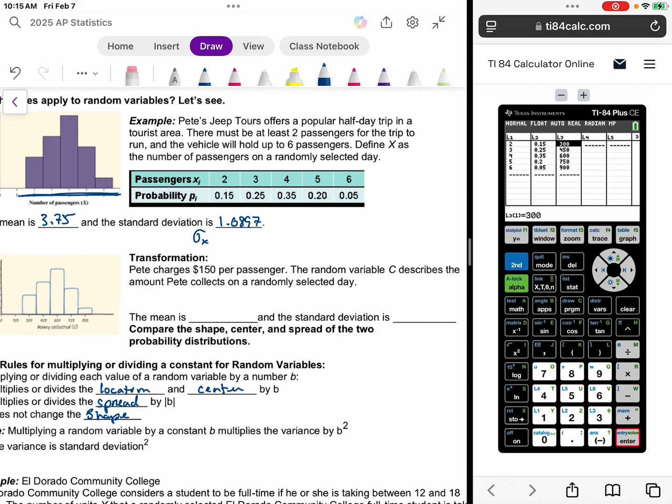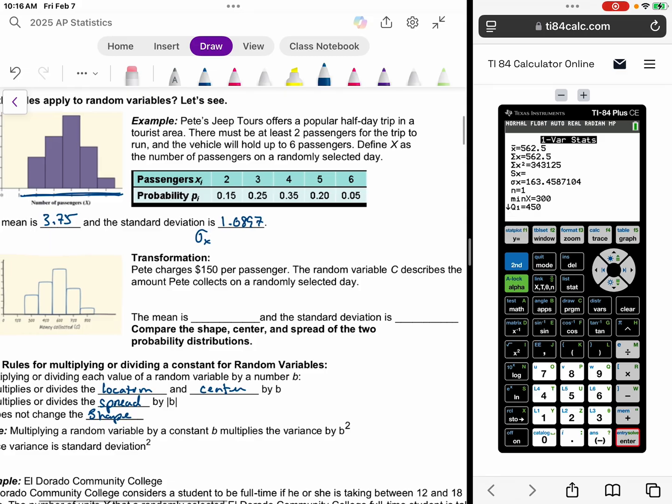Now they ask us to figure out, what is the mean of this situation? So with that in mind, let's do a 1-var stat. Go over to calculate, hit enter. I'm going to change the list. My list is actually L3, so second 3. My probabilities are still in L2, so leave it in the frequency list. And then I hit calculate.